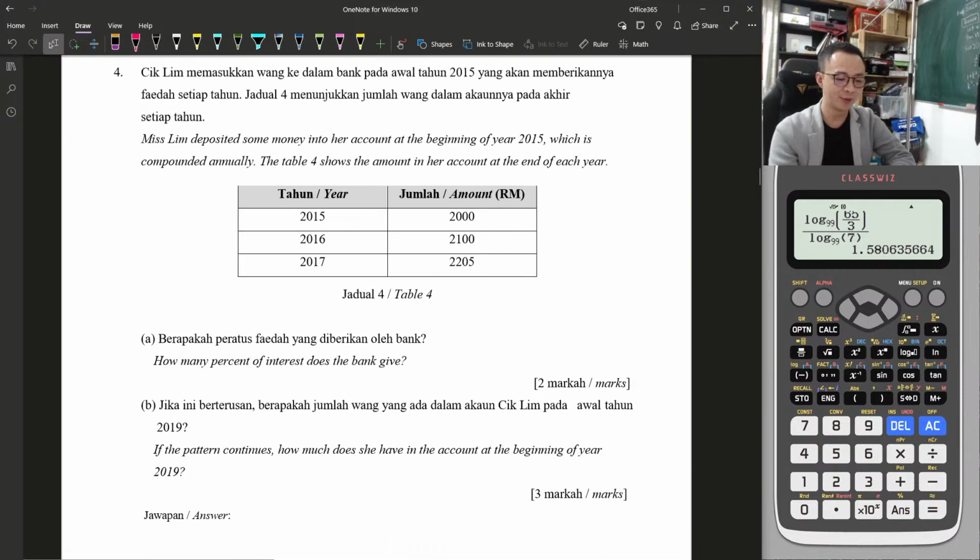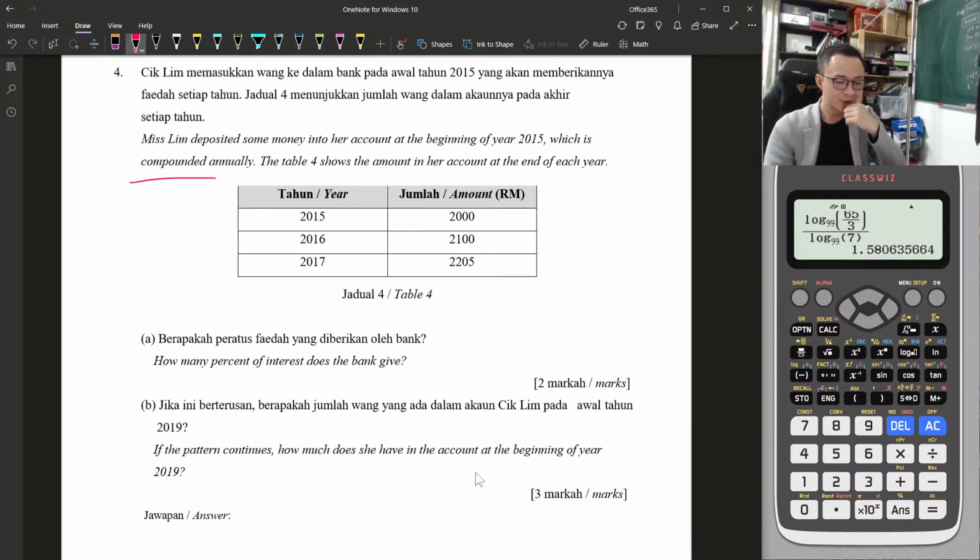Alright, so Miss Lim deposited some money into her account at the beginning of 2015, which is compounded annually. So compound over here basically already tells you it's a compound interest. It's not the simple interest. So compound interest is geometric progression. It's a GP. Table 4 actually shows the amount in her account at the end of each year.